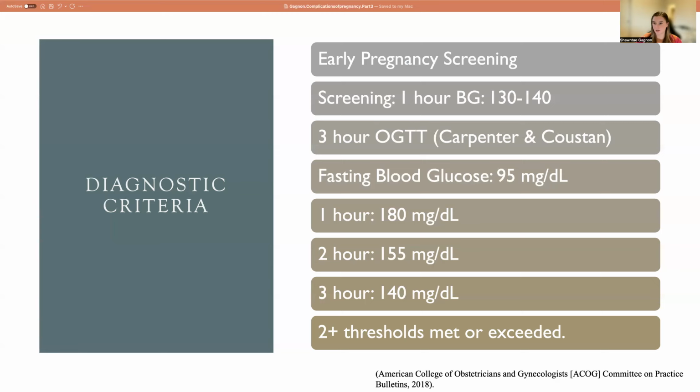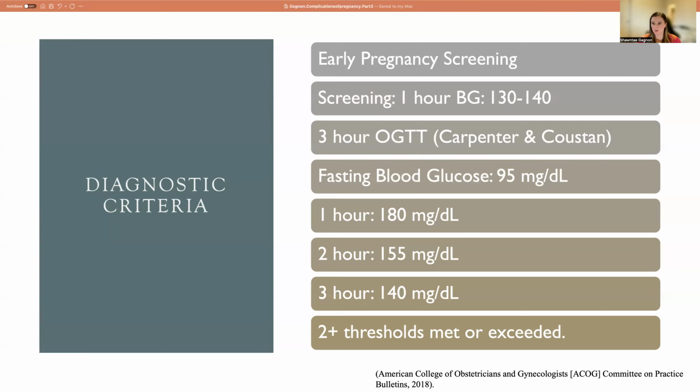if the numbers are higher than this 130 to 140, she will then undergo a 3 hour oral glucose tolerance test. So to do this, the pregnant individual will come and get a fasting blood glucose level. If that number is 95 or higher, that would be considered meeting or exceeding the threshold. And then she will be given 100 grams of oral glucose to intake, and then have the blood sugar tested at 1 hour.